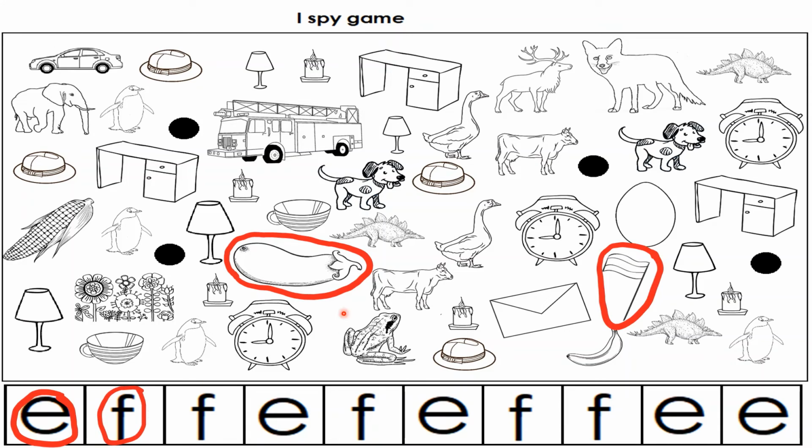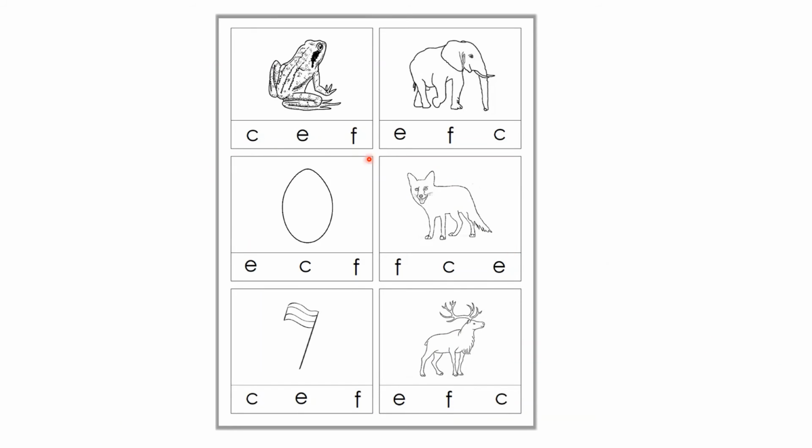Now you are going to find rest of the pictures and their first sound. Start with F and E. What picture is this? Frog. Frog. What is the first sound? Let's find that. Oh, here it is. Now you are going to find rest of the pictures' first sound and then circle them. When you are done, we can move on to next one.